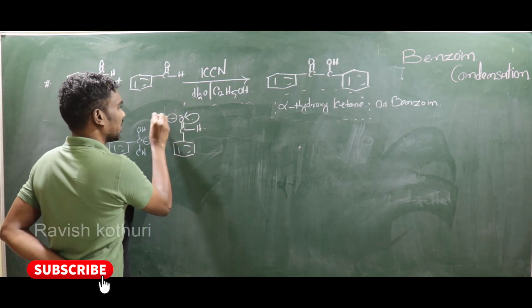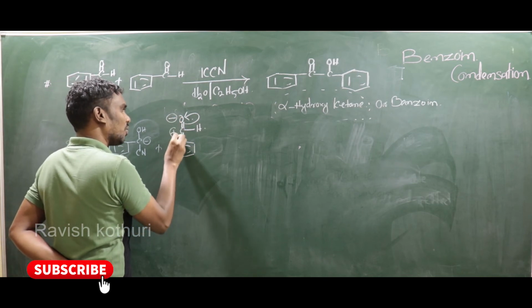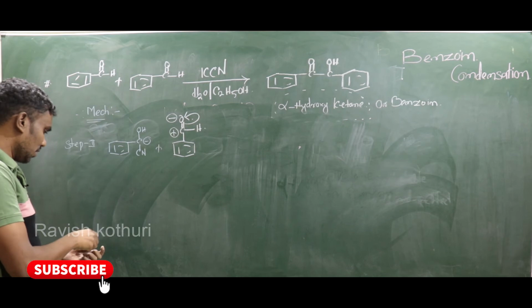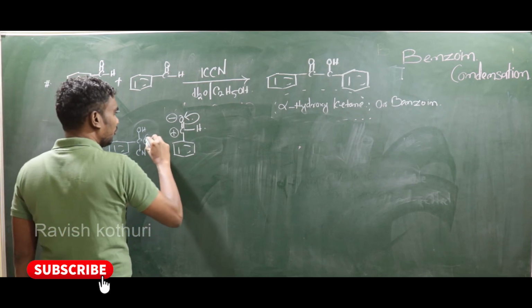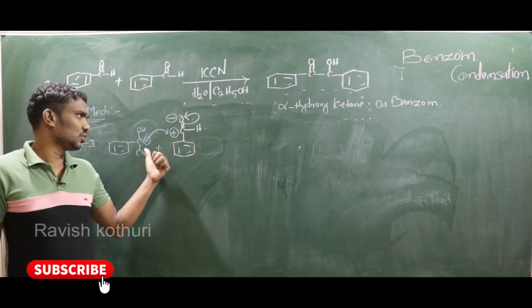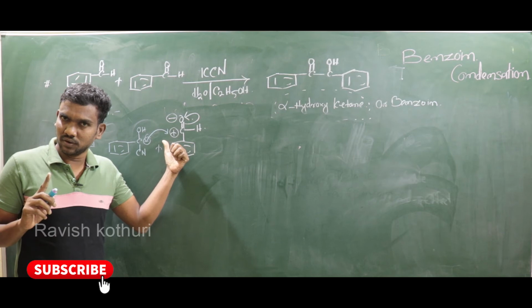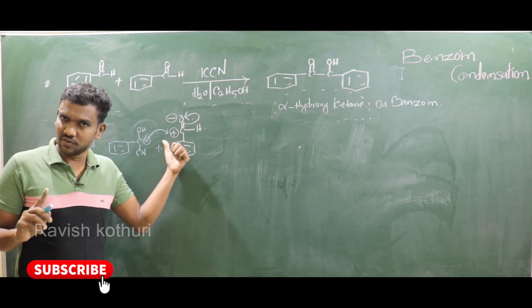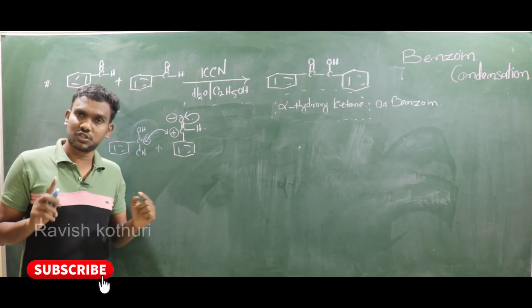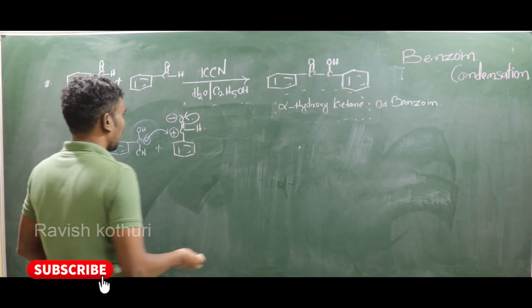What happens? Carbon gets negative charge. Oxygen gets negative charge. Carbon gets positive charge. Now here, this carbanion will attack at the positive side. One negative charge, one positive charge becomes one bond. Listen carefully. One negative charge, one positive charge becomes one bond. I hope you are clear, everyone. Right? Now you observe carefully.